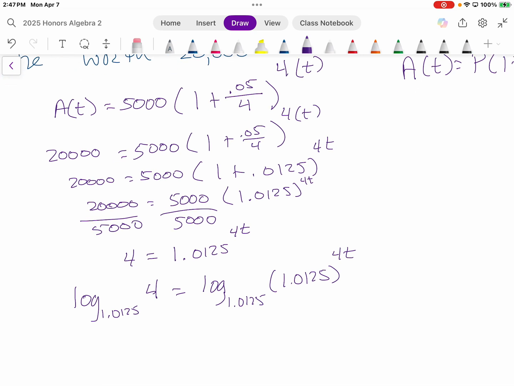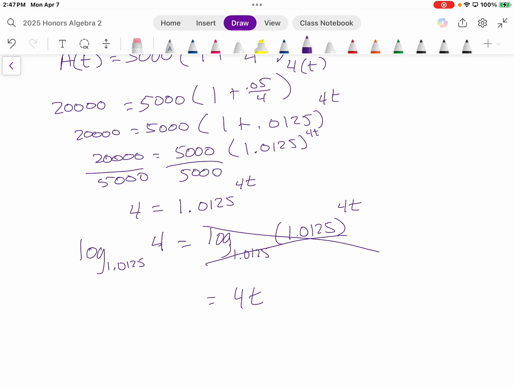It looks crazy. We're just not used to seeing it. But again, you can have a base be anything you want. It doesn't have to be a whole number. It doesn't have to be a pretty fraction. It can be a whacked out crazy thing. So on the right side, those two things cancel, and I'm left with 4t. On the left side, I'm left with my crazy log thing. So then I would just divide by 4.